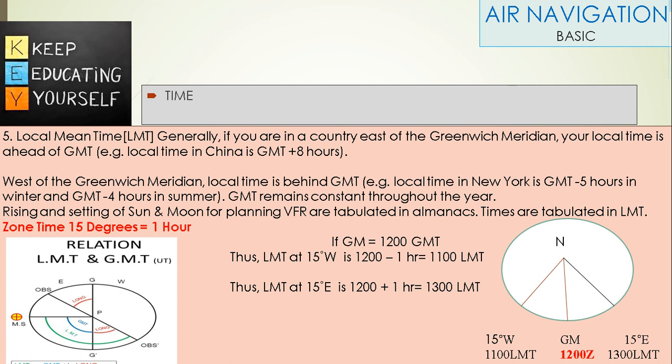Rising and setting of sun and moon for planning VFR are tabulated in almanacs. Times are tabulated in LMT for users. So for zone time, 15 degrees is equal to 1 hour. If Greenwich time is 1200 GMT, what is LMT at 15 degrees west? 15 degrees west means left of it, so you have to subtract 1 hour. And if it is 15 degrees east, it is right of Greenwich, so you have to add 1 hour.